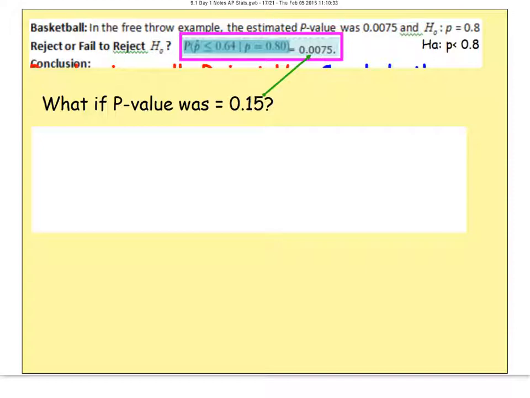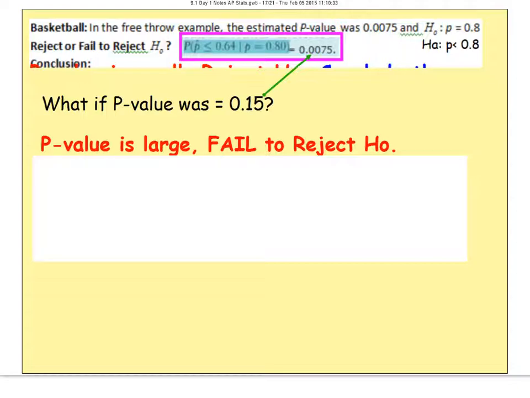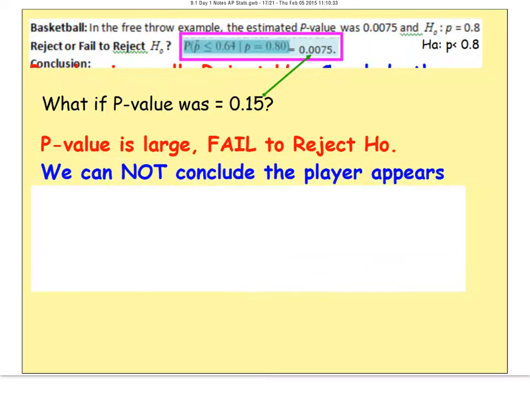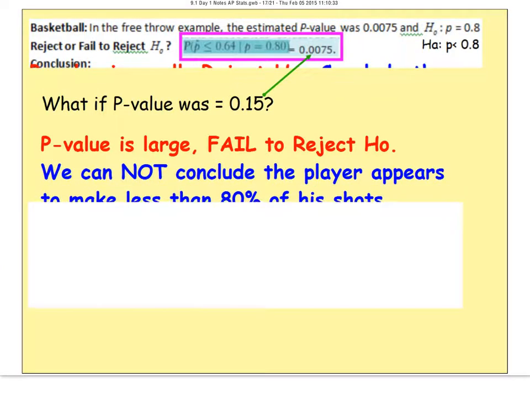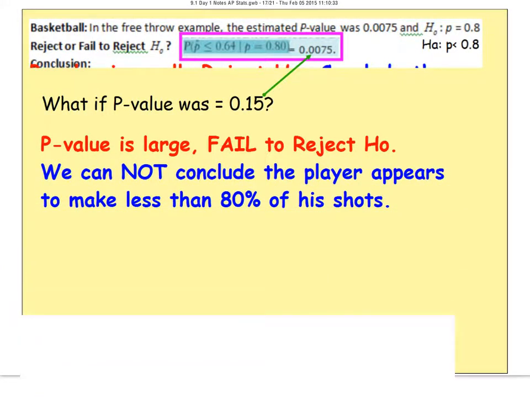Let's look at the golf example. Now, let's say the p-value actually wasn't this small, but it was actually pretty big. What if it came in at 0.15 or 15%? How would you adjust this? Well, here's what you'd say. The p-value is large, so I fail to reject H sub O, and we cannot conclude the player appears to make less than 80% of his shots. So this is very similar to the other one, except here I said I fail to reject H sub O, and I cannot conclude what H sub A is in its context.